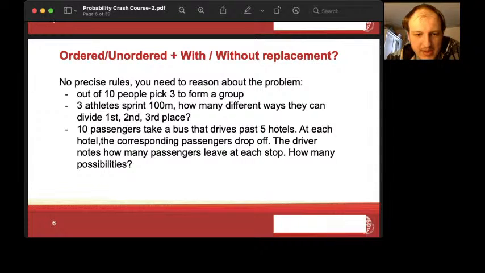Why is this one with replacement? Because you can pick. You are replacing the hotels basically. You're not replacing the people, but the hotels. So you can have sort of copies of the hotel that are assigned to different people.